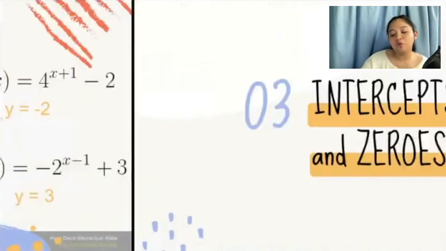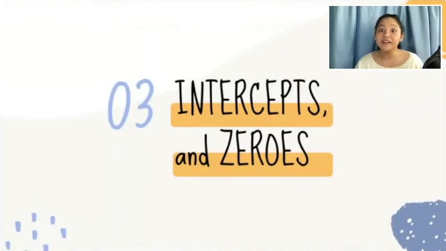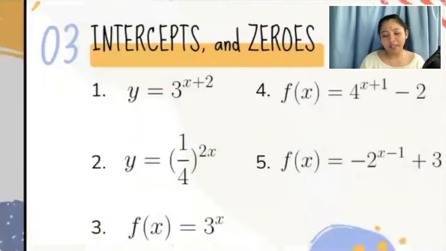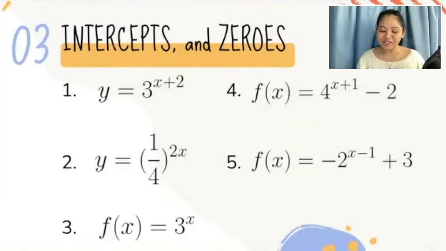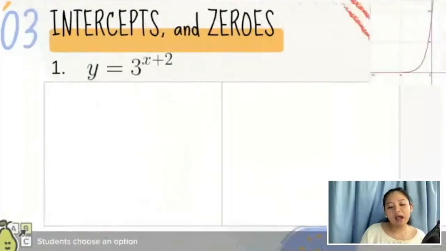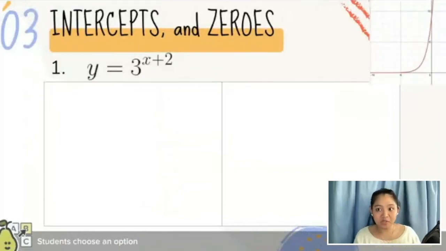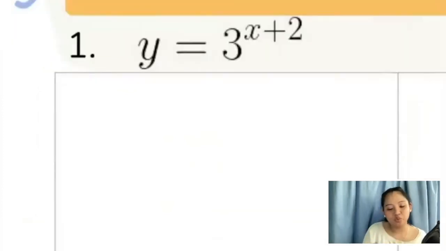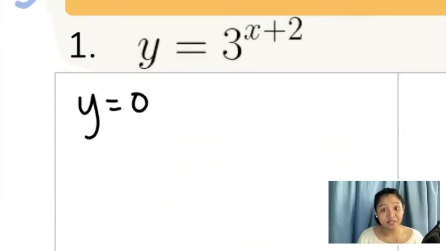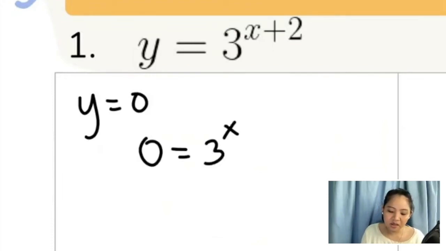Let's now move to looking for the intercepts and zeros. So here are again the 5 examples, sticking through to our 5 examples para we can see the patterns. For our intercepts, we have the corresponding graph here sa taas for reference only, pero we're still going to solve for our intercepts. So let's look for our x-intercept. To look for x-intercept, your y should be equal to 0. So pasok nyo yan doon sa taas. 0 equals 3 raised to x plus 2.